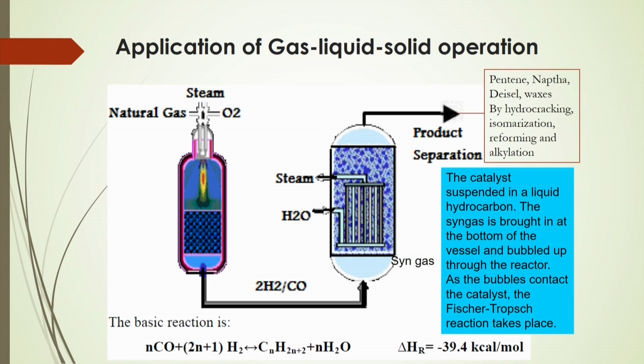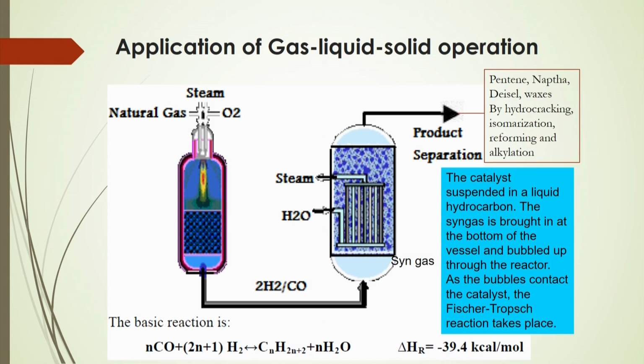So basically this synthesis gas, the hydrogen and carbon monoxide mixture or producer gas, is converted into several hydrocarbon products like pentane, naphtha, diesel and waxes, just by Fischer-Tropsch synthesis in the presence of a catalyst. So the catalyst, the hydrogen and carbon monoxide gas mixture, and the liquid hydrocarbon form the 3-phase mixture in the column. That is why it is a gas liquid solid operation. The gas is the mixture of hydrogen and carbon monoxide, the liquid is hydrocarbon, and the solid is catalyst particles.